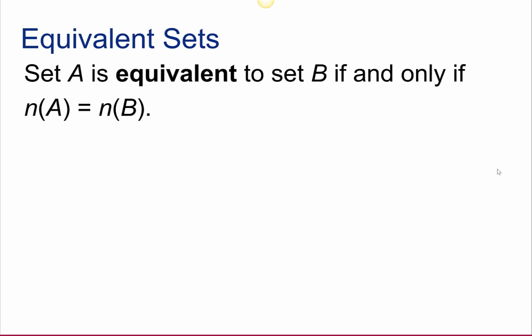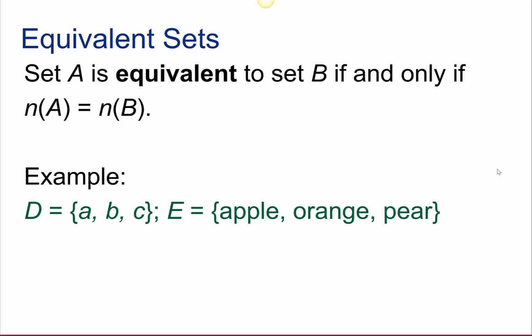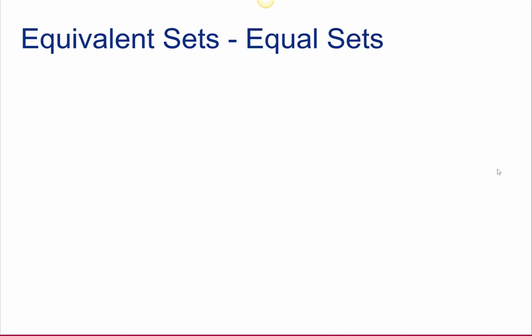Equivalent sets have the same cardinal number. This is different from equal sets, which have the same elements. For example, these two sets D and E have the same cardinal number, but they're not equal, but they are equivalent. They both have 3 elements, so therefore they're equivalent.